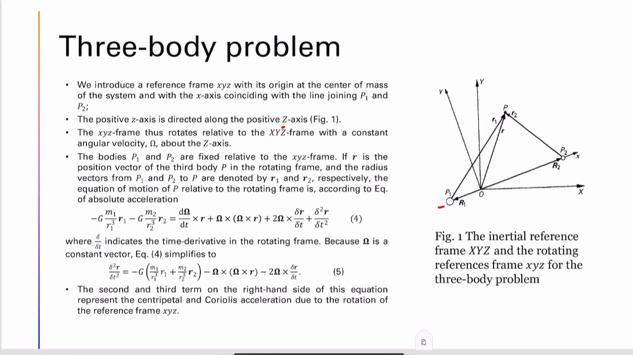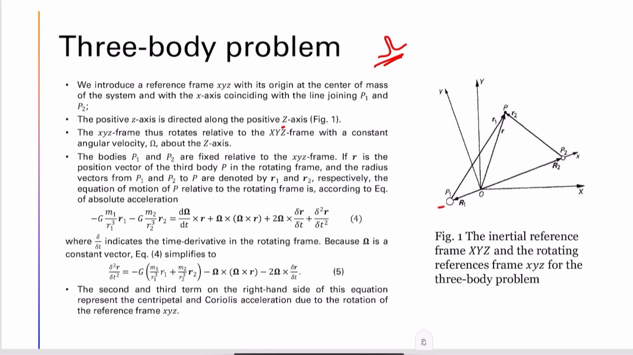Let me finish the first point. The X, Y and Z frame thus rotates relative to the X, Y and Z frame with a constant angular velocity omega about the z axis. It is making an angle omega with respect to the z axis.